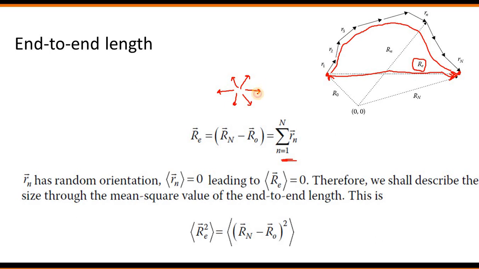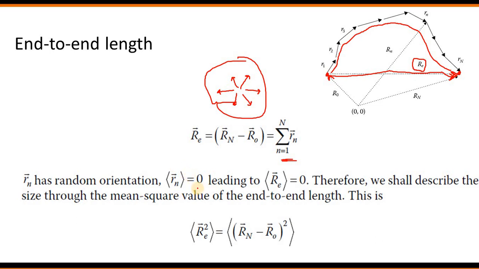This is the simplest model, the freely jointed chain model, that assumes that these vectors could be in any possible direction. So if you add on a few randomly oriented vectors, what will you get? Randomly oriented vectors mean you will get 0, right? So Rn average is 0.